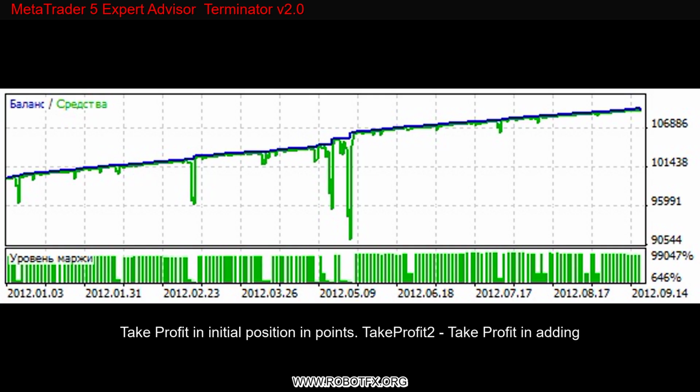MACD fast, period of fast MACD. MACD slow, period of slow MACD. MACD price. Pivot days start hour, of the day's start. Pivot days start minutes, of the day's start. Pivot attached Sunday bars to Monday. SR period of the support and resistance indicator. IT price, type of price by which the difference between price and Bollinger Bands is calculated.